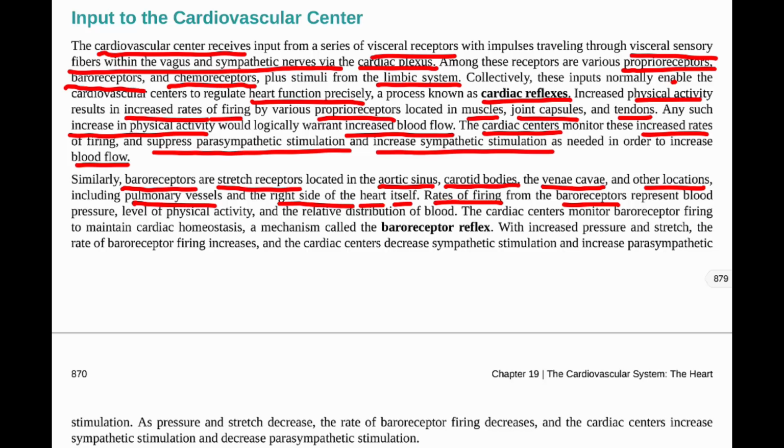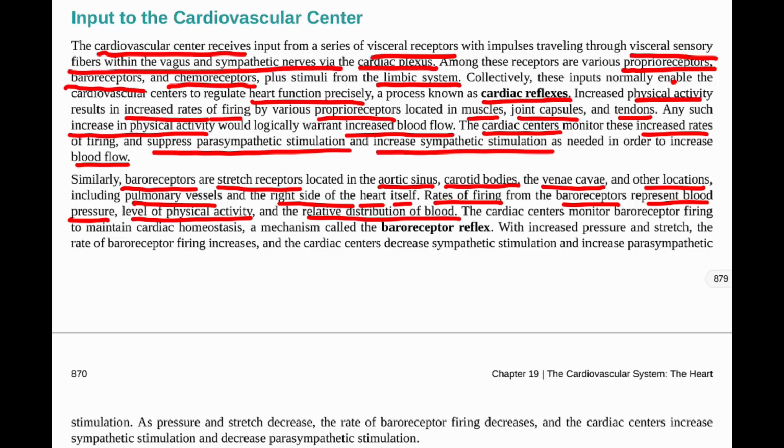So these baroreceptors, when they do stretch, that's going to represent an increase in blood pressure. So we've got these receptors, when they stretch because of an increase in blood pressure, then they're going to send a message. They're going to fire. So rates of firing from the baroreceptors represent blood pressure, level of physical activity. So if we have physical activity, we're pumping our blood more, it's going to increase our blood pressure. And the relative distribution of blood.